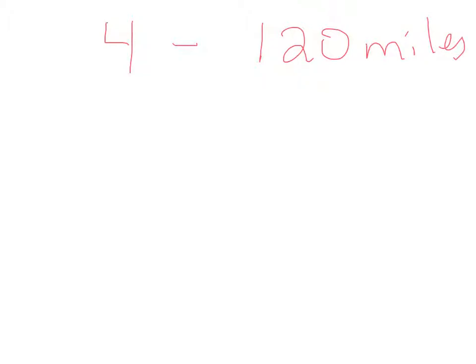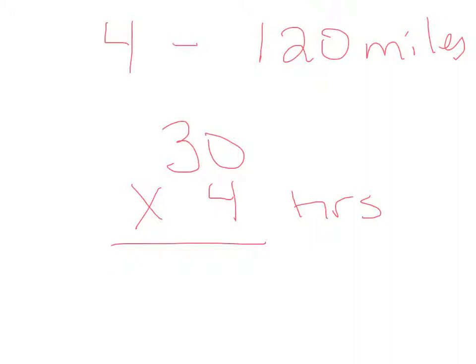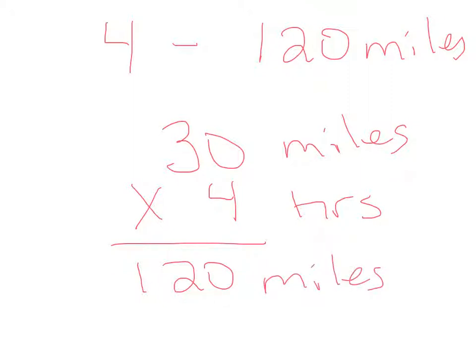Another way of doing that is I can take the number of miles I travel in 1 hour, which is 30, and I can multiply it by the total number of hours I traveled. In this case, it was 4. So this way, it's 4 hours I travel, and it's 30 miles each hour, which gives me 4 times 30, which we said was 120. So I travel 120 miles in 4 hours.